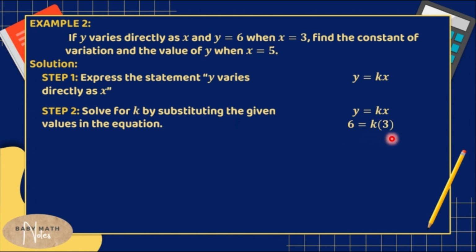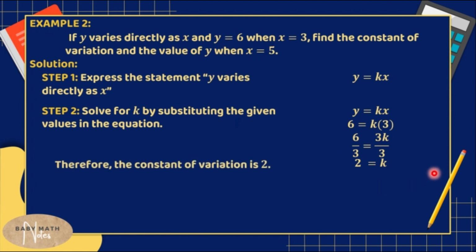6 is equal to 3k. And then we are going to divide both sides by 3 para k na lang yung matira dito sa right side. So therefore, 2 is equal to k or k is equal to 2 since 6 divided by 3 is equal to 2. Therefore, the constant of variation is 2.